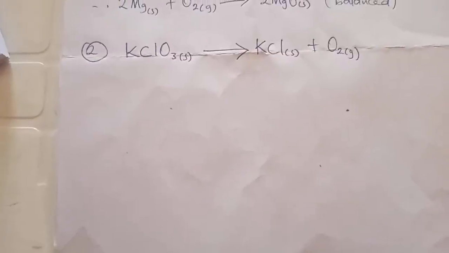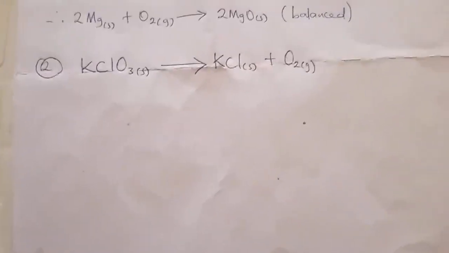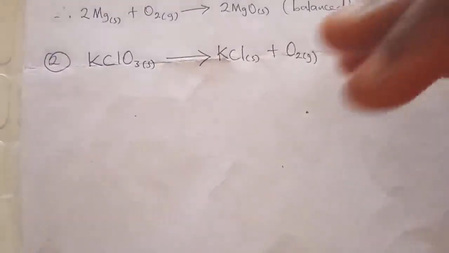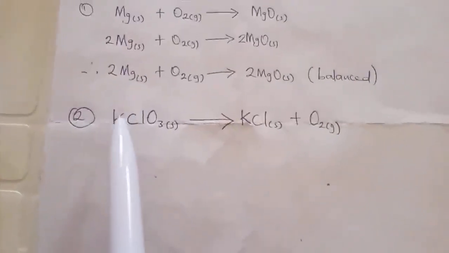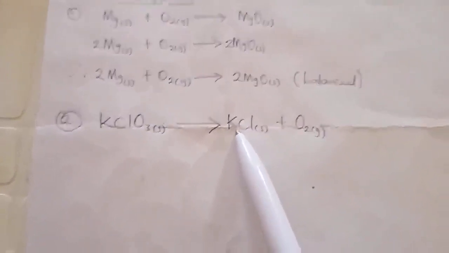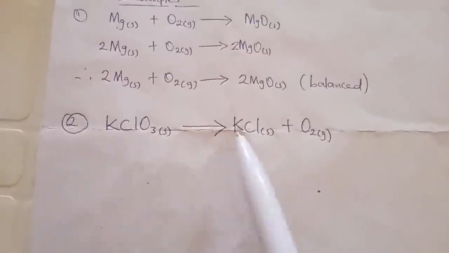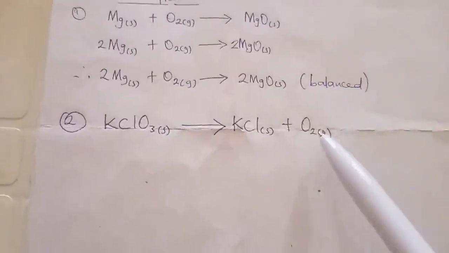The second example we'll be looking at is the thermal decomposition of KClO3 to give us KCl plus O2. The first step is to confirm if the number of atoms at this side are exactly the same as the ones here. We have one potassium atom here, that's 1K. Then we have K here, 1K also. That one is balanced. And chlorine also, we have 1, but the oxygen are not the same. We have three oxygen atoms here, and we have two oxygen atoms in this place.